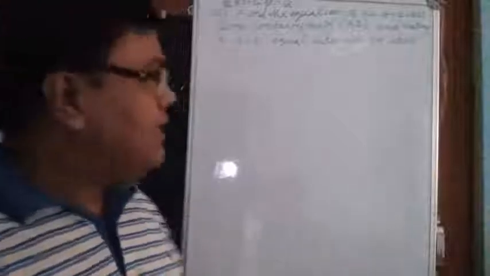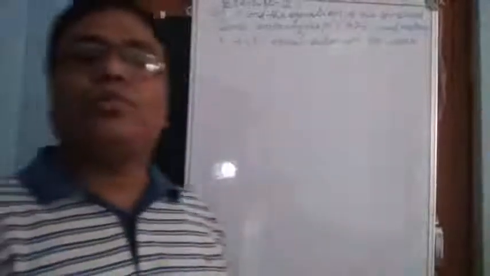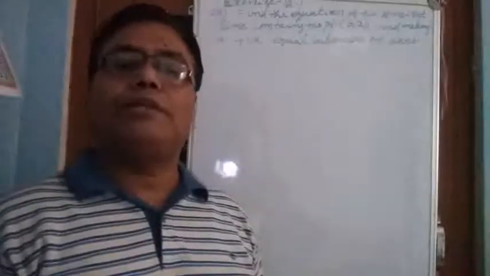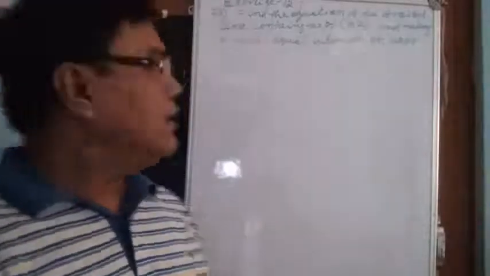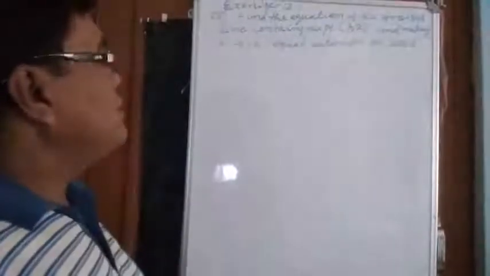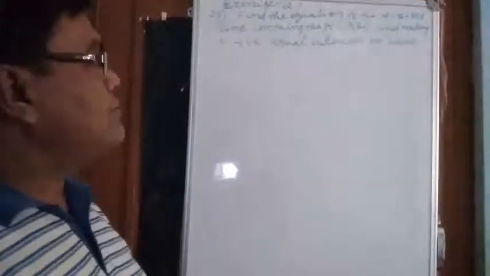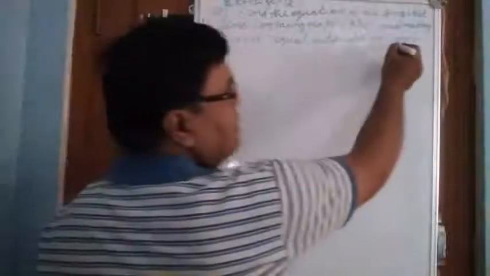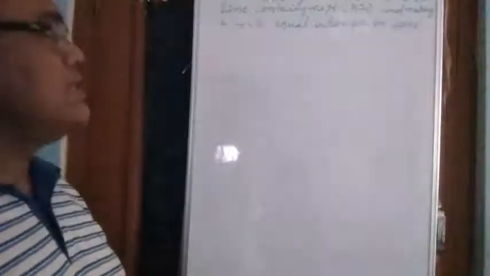Dear students, this is a question from your exercise 12.1. The question is to find the equation of the straight line containing the point (3, 2) and making a positive equal intercept on the axes. The word axes is meant for both the x-axis and the y-axis.